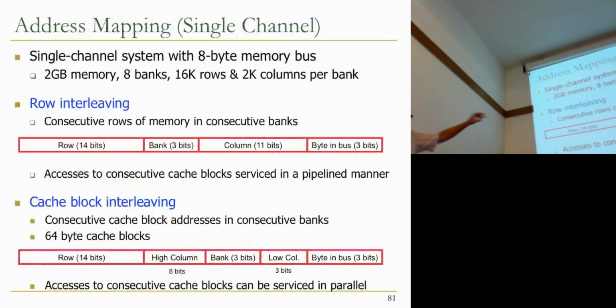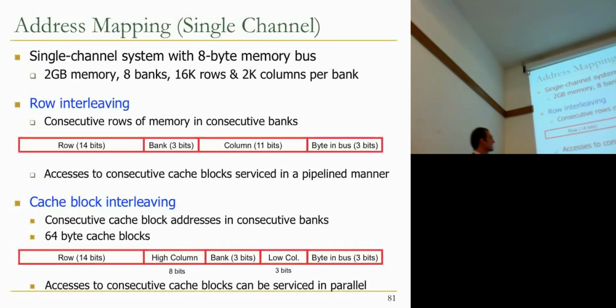So address mapping is important. There are two major ways in which address mapping is done in today's DRAM systems. Basically, this tells us at what granularity the addresses are interleaved across the different banks. Row interleaving is one way of doing it. In this case, consecutive rows of memory are in consecutive banks. You could think of a row, let's see, row is 14 bits, column is 14 bits, so a row is 2 kilobytes. So consecutive 2 kilobytes of physical address space are in consecutive banks.